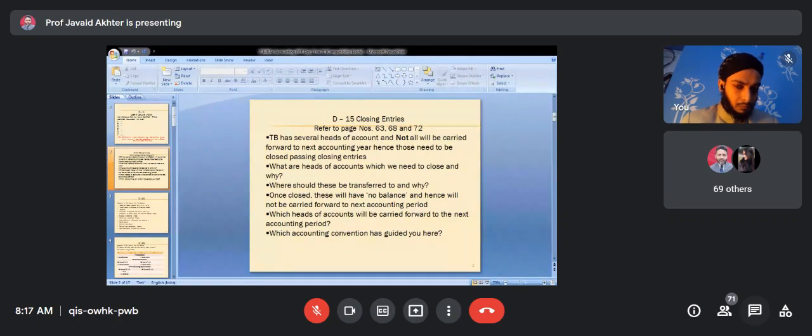Now we go to the next question, next part. Where should these be transferred to and why? We have closed these accounts. You have said expenses and income. You have not said why. But assuming that your answer is correct, they should be closed, and that is correct. Where should these be transferred to?